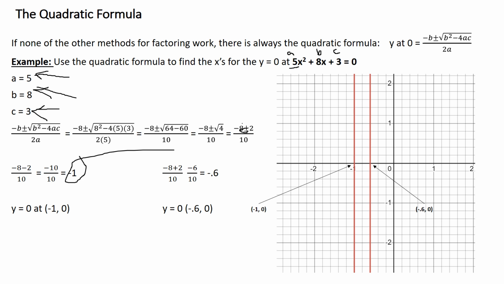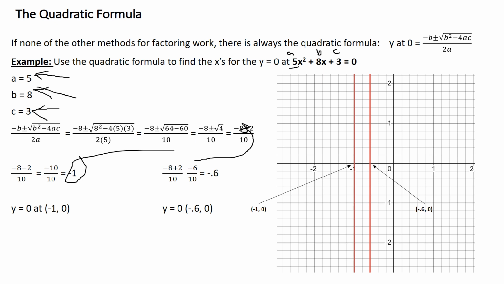And we do the plus part, negative 8 plus 2, we get negative 6 over 10, which is negative 0.6. And that means when I put in negative 1 for x or negative 0.6 for x, I will get a 0 for my y. And I can prove it right here.